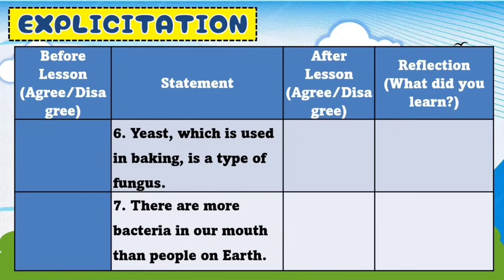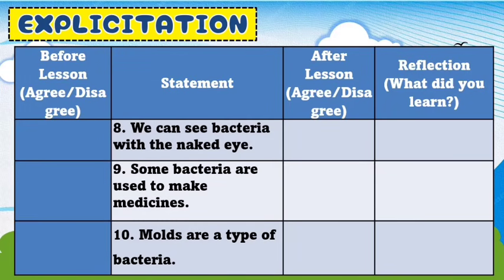Number 7, there are more bacteria in our mouth than people on earth. Number 8, we can see bacteria with the naked eye. Number 9, some bacteria are used to make medicines. And number 10, molds are a type of bacteria.